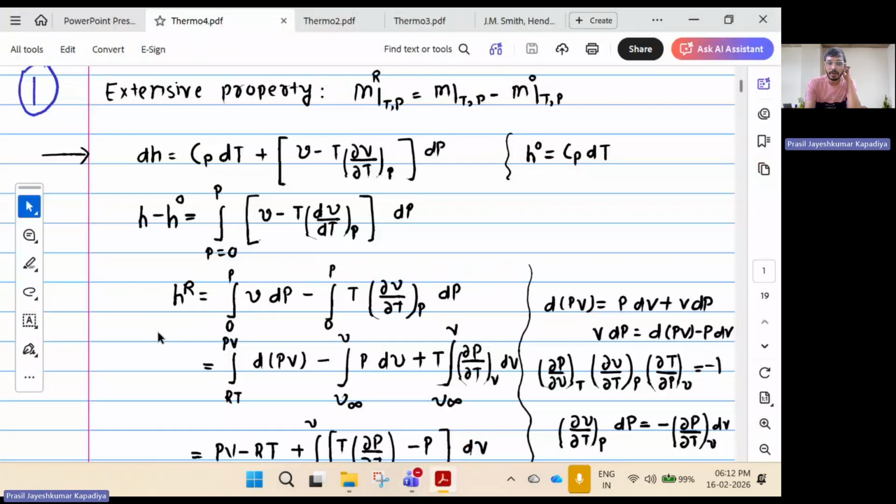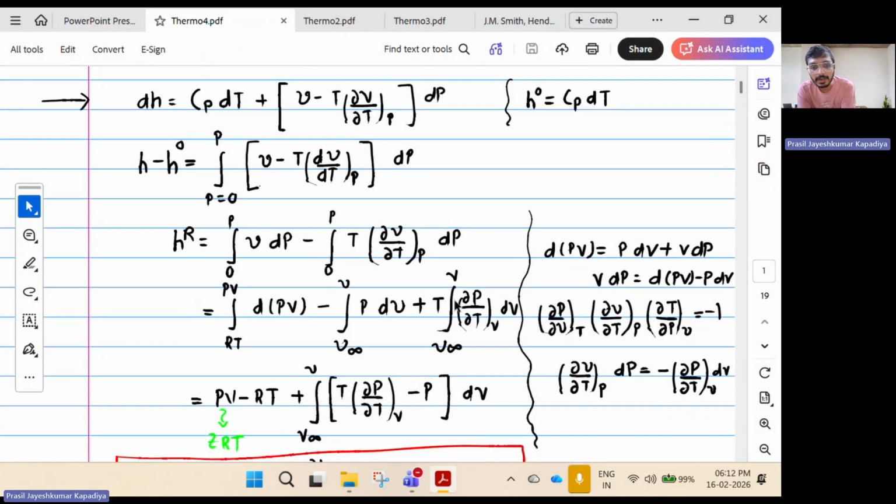Now if I am breaking this term, it will be VdP minus T into del V del T at constant pressure dP. Now let's say VdP. I am writing the differential of PV. What can I write? I can write PdV plus VdP. So VdP term will be equal to d(PV) minus PdV. So that is what I am replacing here.